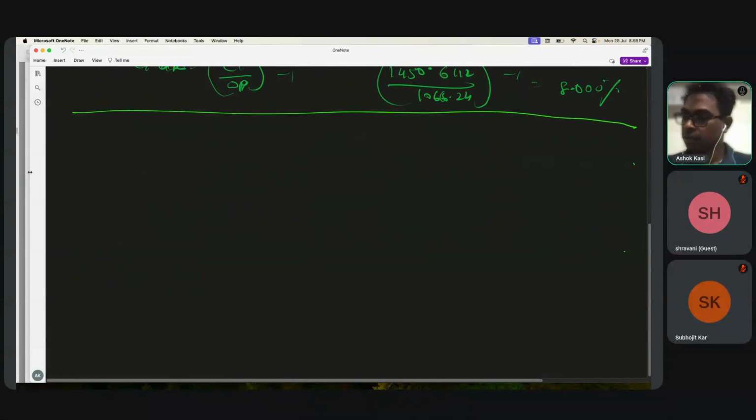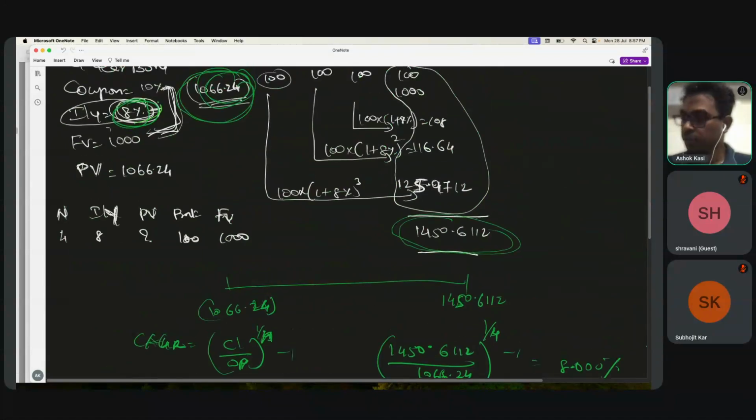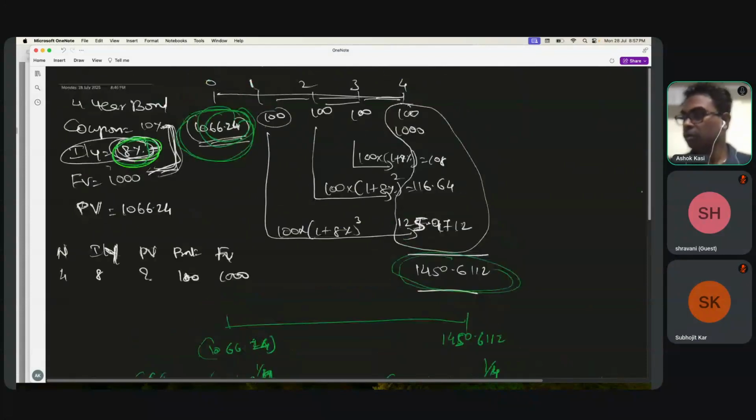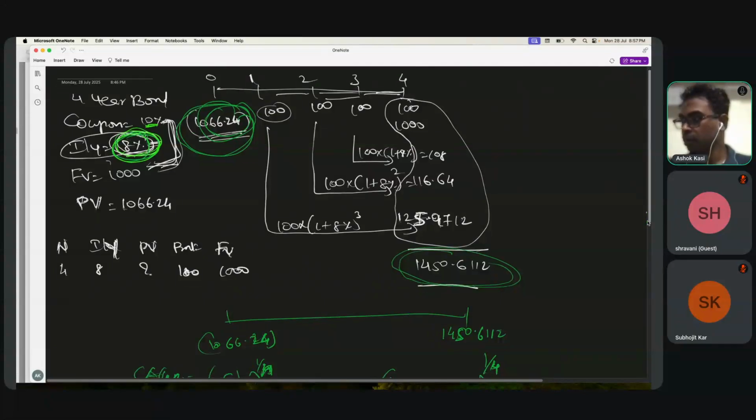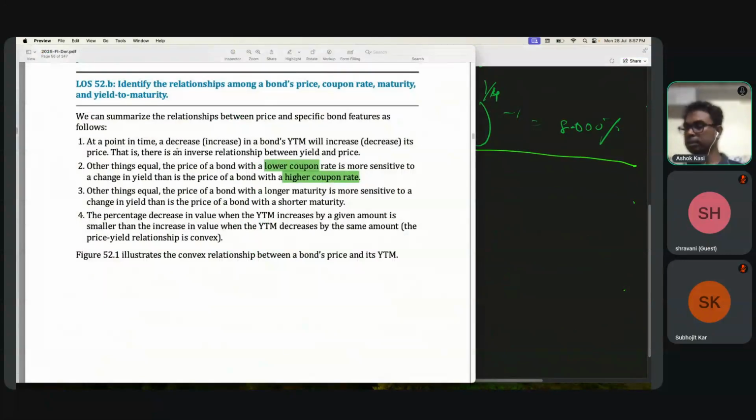Okay. This is yield to maturity. So this 8 percentage, that means if you are a fund manager and you want to invest, more than the coupon rate, what is more important for you? The reinvestment rate. Which is the YTM, that is more important for you. Okay, now let's understand all this.